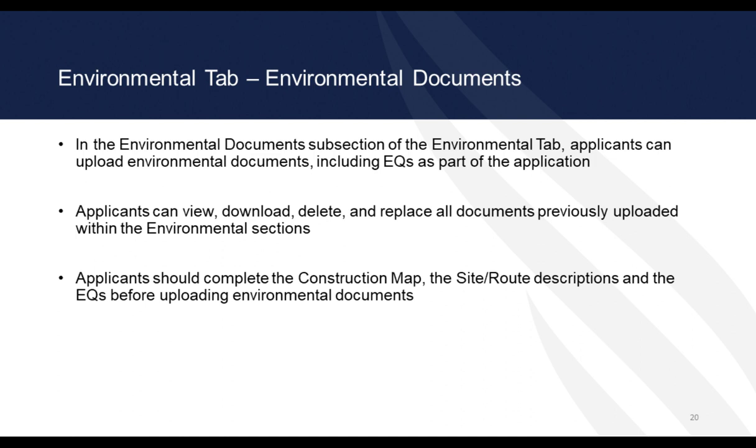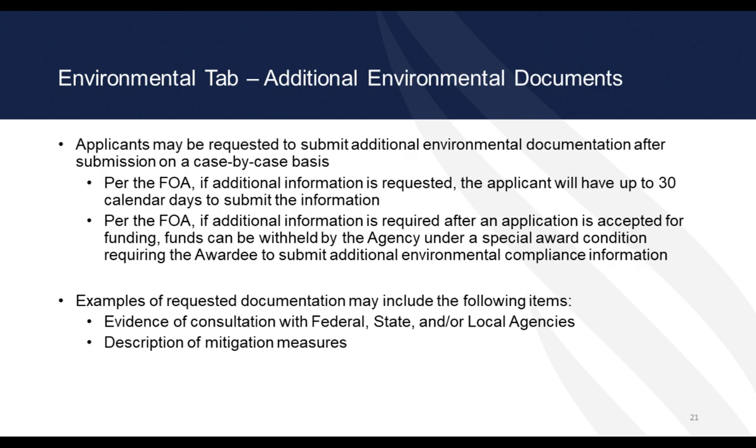The last tab in the environmental section is for environmental documents. Applicants can view, download, delete, and replace any documents previously uploaded within the environmental section of the application on this page. And again, you should complete your construction map and site and route descriptions and the EQs before starting to upload documents here. The system will allow you to upload environmental documents after creating at least one site or route, but it's best to wait until you're done.